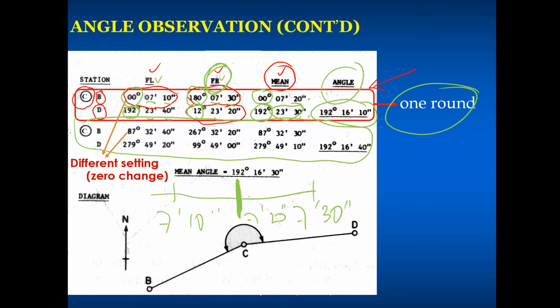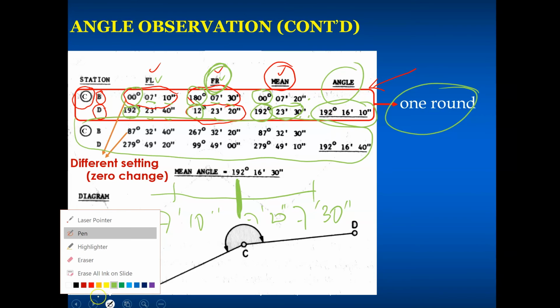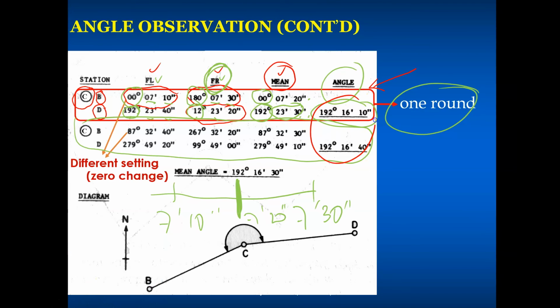And one thing that you have to look out for is these two values. These two values here, 192, 1610 and 192, 1640. So it's a difference of about 30 seconds, which I think is acceptable. If they differ too much, then you might need a third round. So 30 seconds would be about the maximum. Anything larger than that, probably you need another round just to confirm that what you observe are okay.